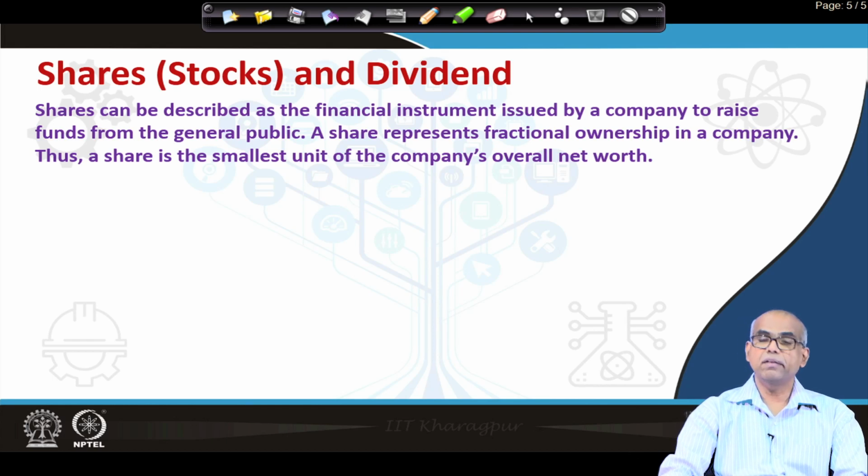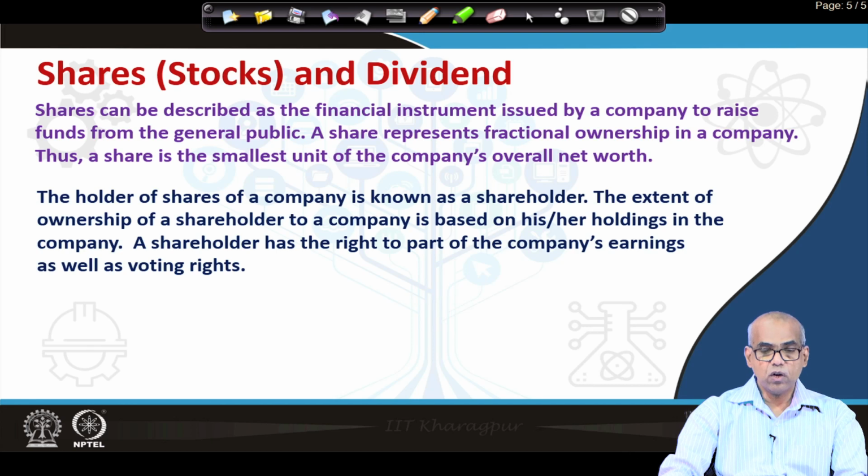Shares or stocks and dividend. Shares can be described as the financial instrument issued by a company to raise funds from the general public. A share represents fractional ownership in a company. Thus, a share is the smallest unit of the company's overall net worth. The holder of shares of a company is known as a shareholder. The extent of ownership of a shareholder in a company is based on his or her holding in the company, meaning how many shares the person holds. A shareholder has the right to part of the company's earnings as well as voting rights.